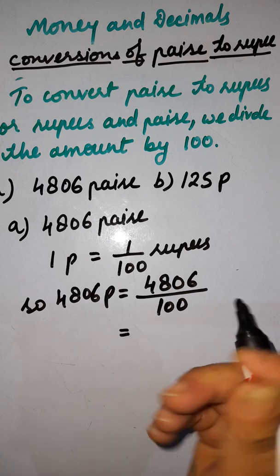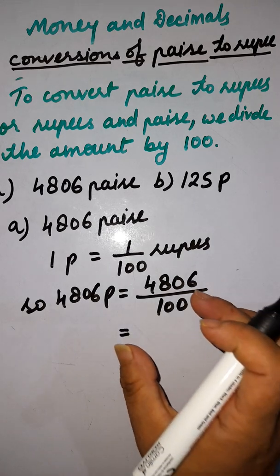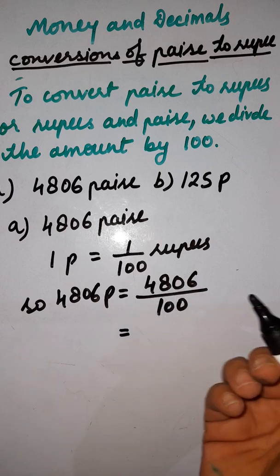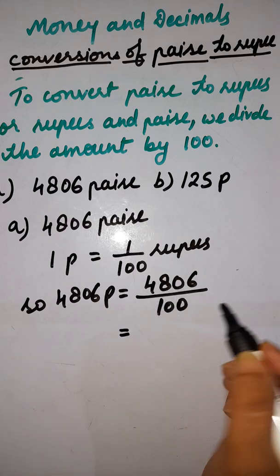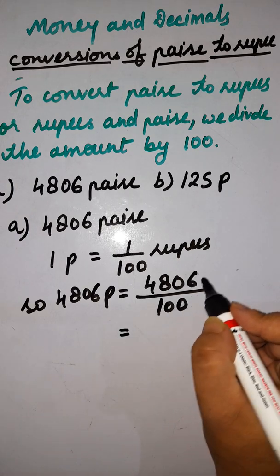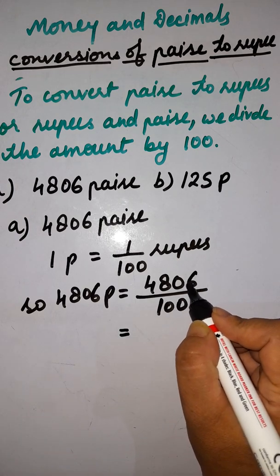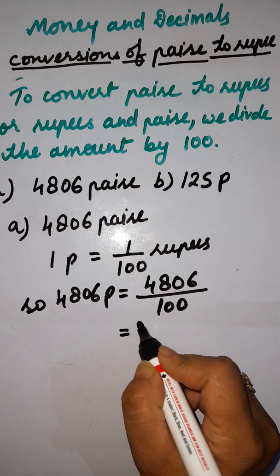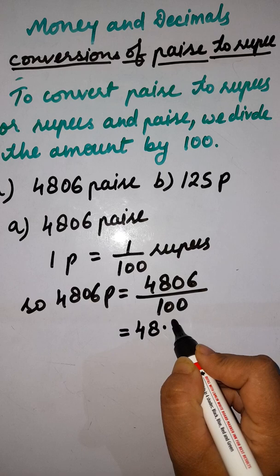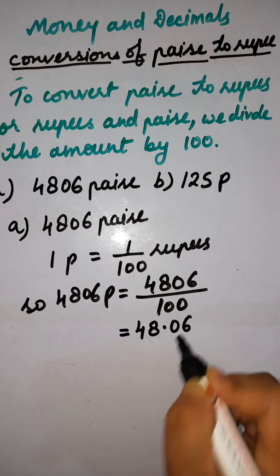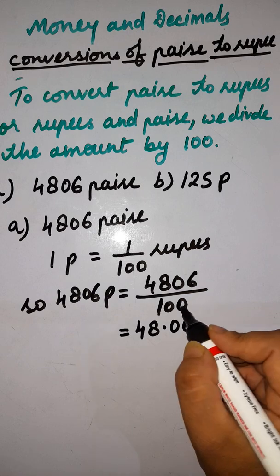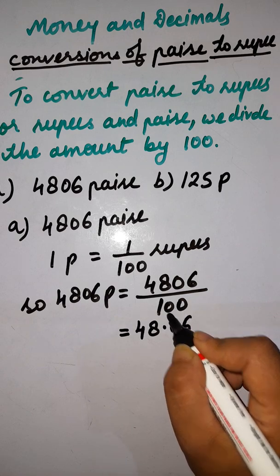Okay, just look at the numerator part. We have here 4 digits, so we'll put the decimal point before 2 digits. So here just count 1, 2, so we'll put the decimal after 48. So we'll get here 48.06. Why? In the denominator part we have 100.